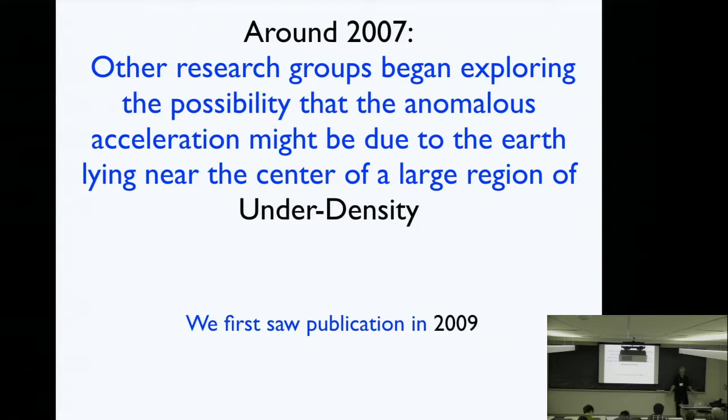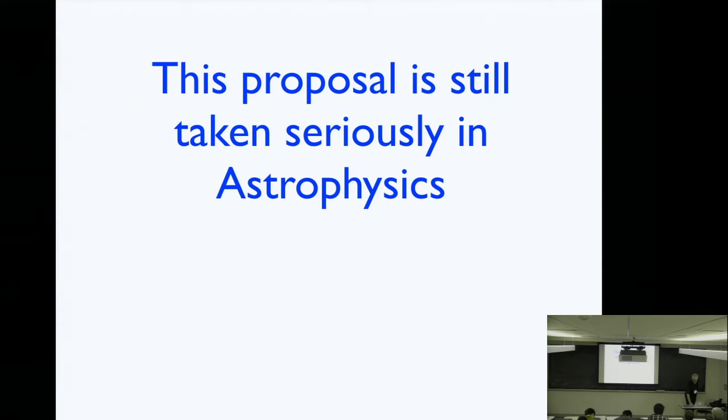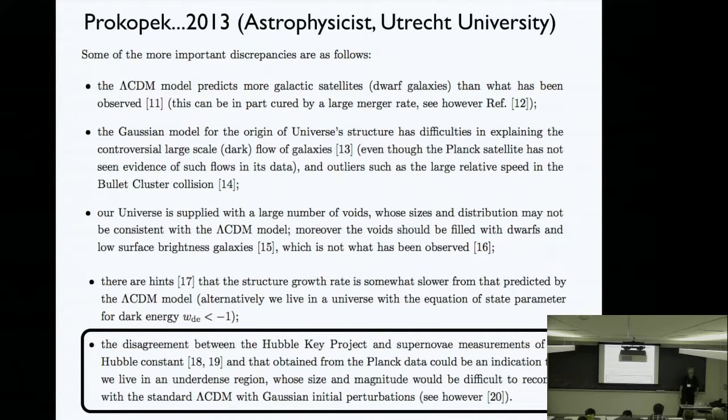Okay, now around 2007, other groups began exploring the possibility that the anomalous acceleration might be due to us lying in a large underdensity. So you wonder, why wouldn't they have done this? It's still taken seriously. I wanted to put this up, an astrophysicist, and he's saying here disagreement between the Hubble project and the supernova measurements of the Hubble constant, combined with the Planck data, could be the indication that we live in an underdense region whose size and magnitude would be difficult to reconcile with lambda CDM, the lambda cold dark matter, with Gaussian initial perturbations to create the baryonic acoustic oscillations, and that's tied in with theories of dark matter, and we're not getting into that.